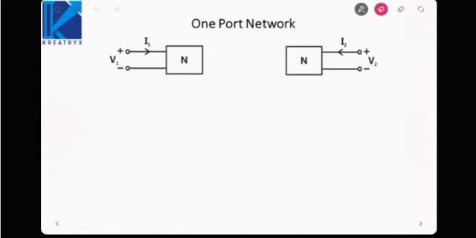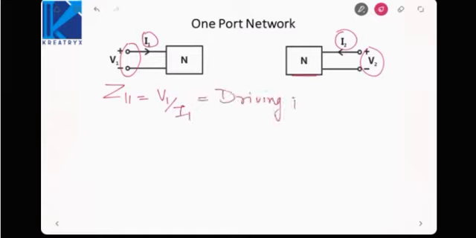Now, similarly, one-port networks can also be defined. In a one-port network, we just have one port. Like here, V1 I1 is acting as one port, and V2 I2 is the other port. So this is for one network and this is for the other network. Based on this, we define certain parameters. First one is Z11, that is V1 by I1. It is known as driving point impedance. Since it is at the input port, it is known as driving point input impedance.